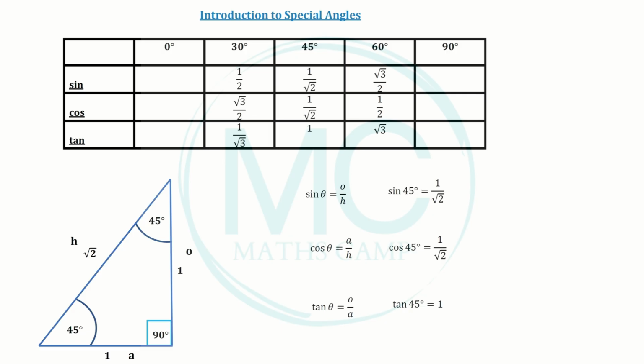Now we have values for the trigonometric ratios for 30, 45, and 60-degree angles, but we still need to determine the values for 0 and 90-degree angles. We cannot use triangles to find the trigonometric ratios for 0 and 90-degree angles, but we can use the Cartesian plane. Let's make some space.